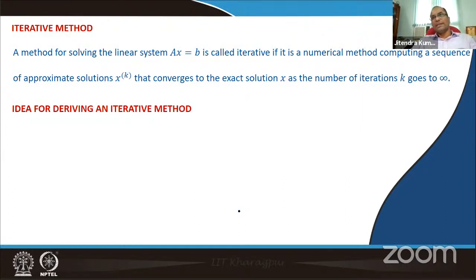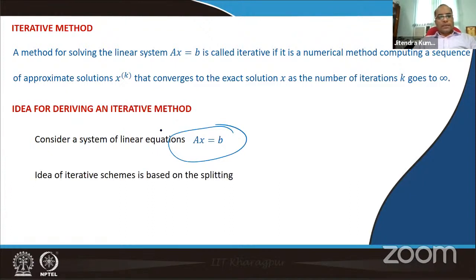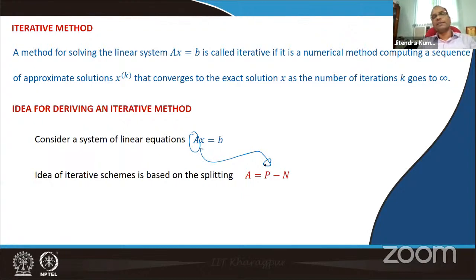So what is the basic idea of these iterative methods? You consider a system of linear equations, Ax = b. This is a very general idea I'm just explaining to you. The idea of an iterative scheme is based on splitting of A. Different splittings will give you different iterative methods. For instance, in a very general setting, let A be split into P and N, like P minus N.